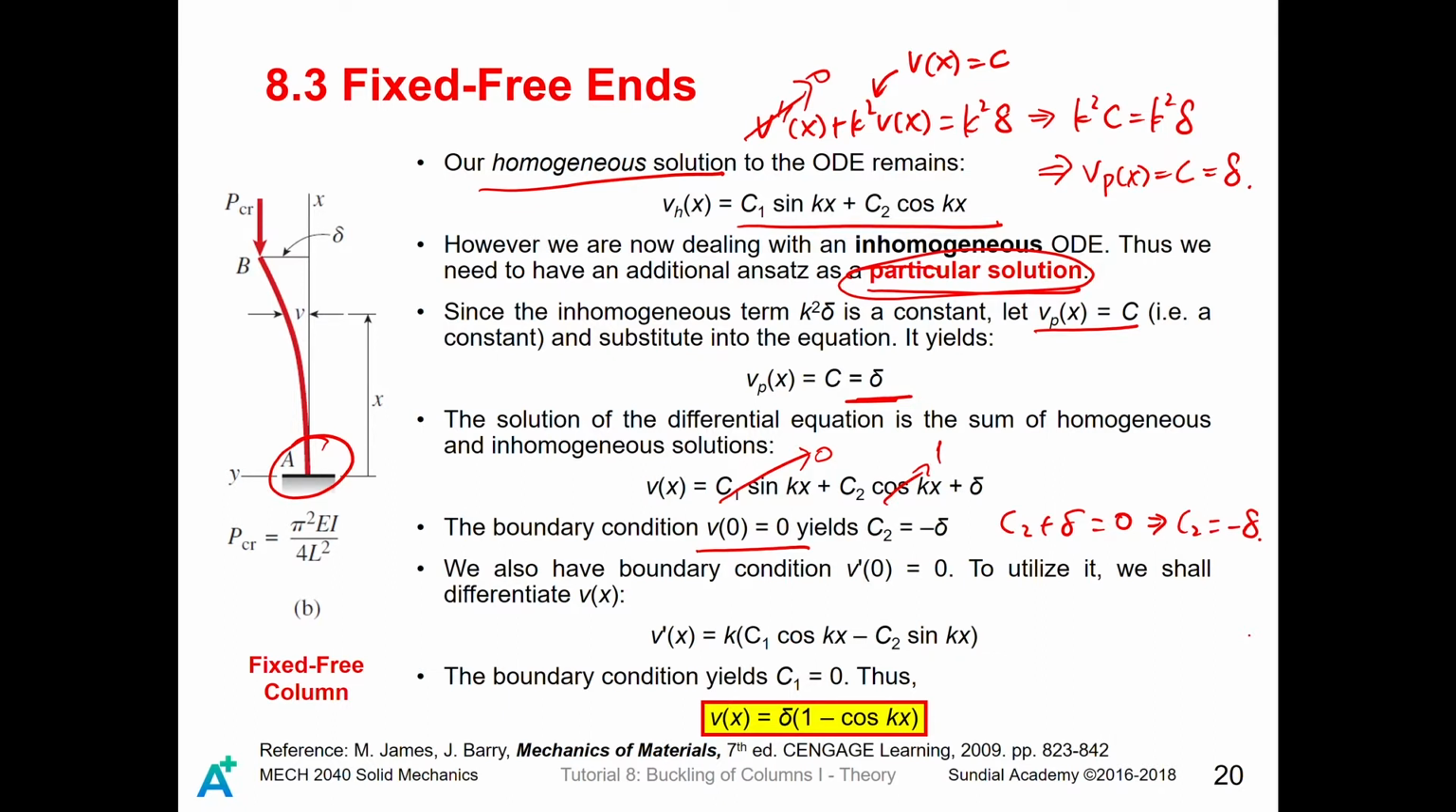We also have the boundary condition V prime 0 equals 0. To use it, we need to differentiate Vx with respect to x. Delta is a constant, so we take k out and differentiate with respect to x. Inside the bracket, it is C1 cosine kx minus C2 sine kx. So we put x equals 0 into this equation for V prime 0. Then we get C1 equals 0. So eventually we get the deflection curve, which is Vx equals delta times 1 minus cosine kx.